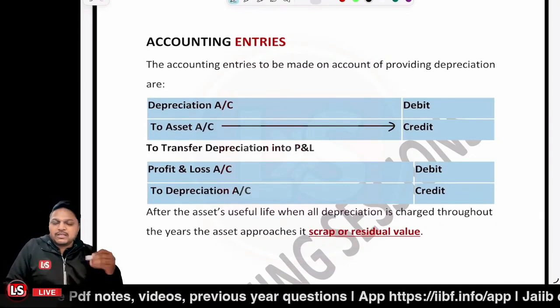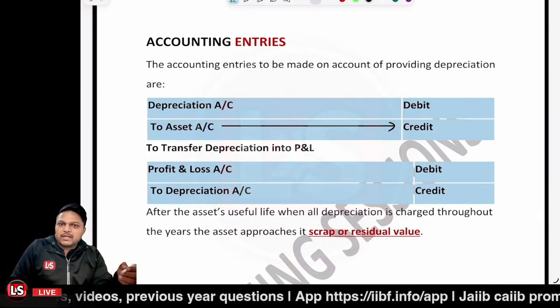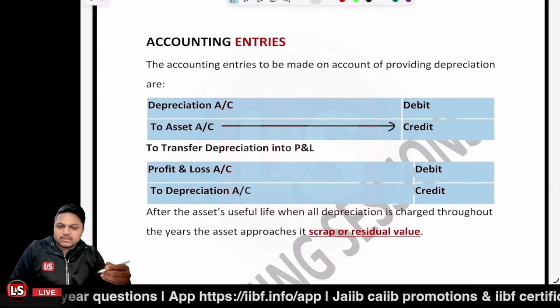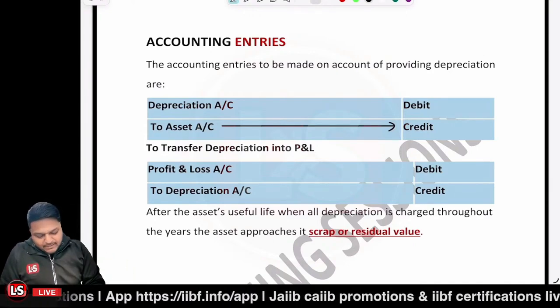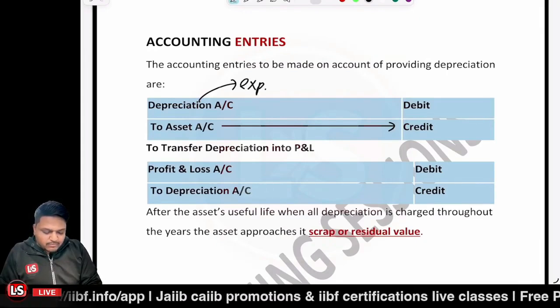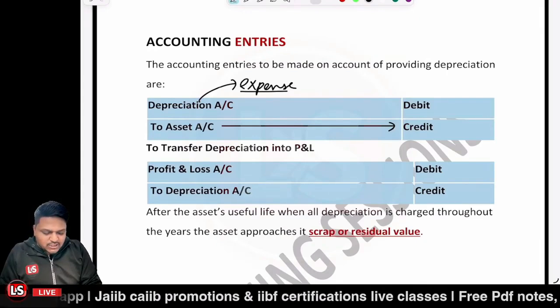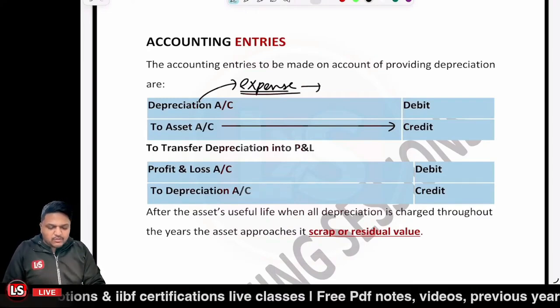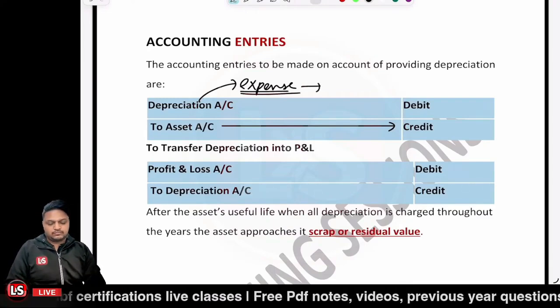So whenever we are to increase the value of the asset, we debit it. When we reduce the value of the asset, we credit it. And further, what is the depreciation account? It's an expense account. We say that depreciation is a non-cash expense. And what type of account is an expense account? It's a nominal account.